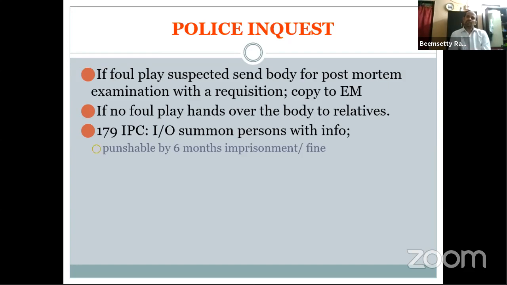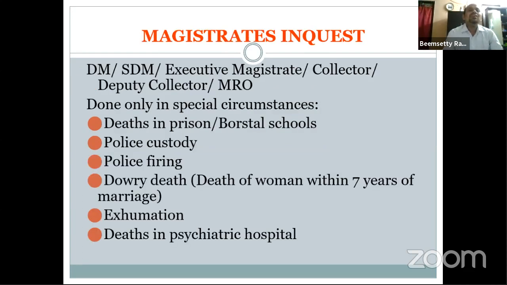because related to whatever that person died, he has the power to summon any person. And if we are not obeying or if we are giving false information, it is punishable by 6 months imprisonment or fine, or both. Next is magistrate inquest. It can be a divisional magistrate, subdivisional magistrate, executive magistrate, collector, deputy collector, mandal revenue officer. All will come under this magistrate inquest.